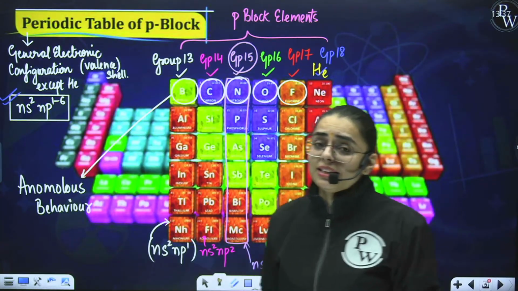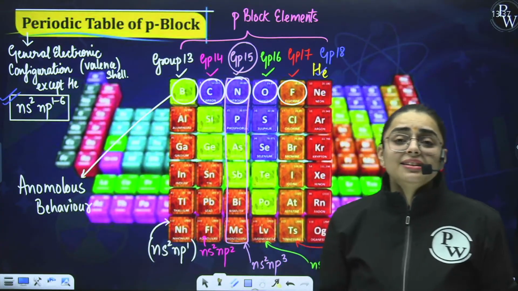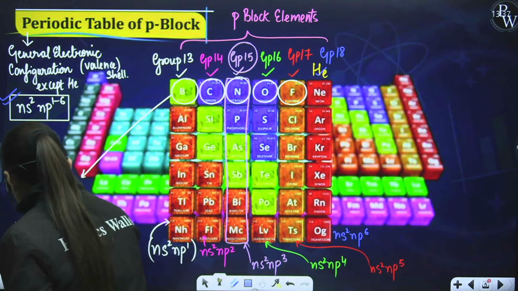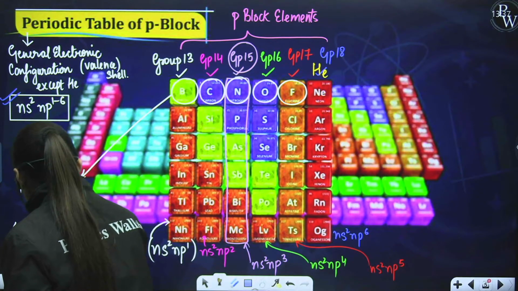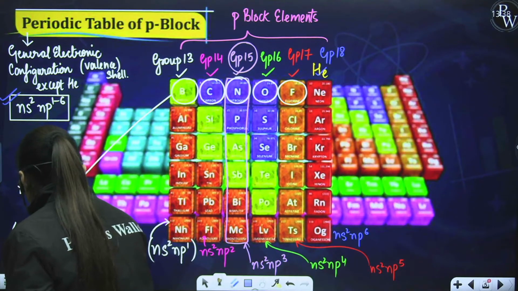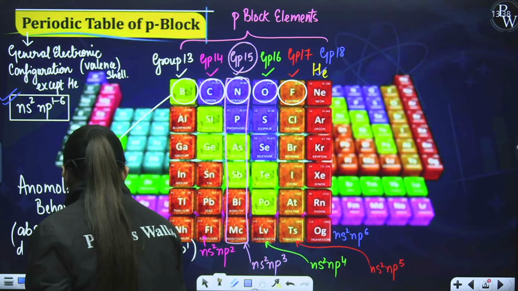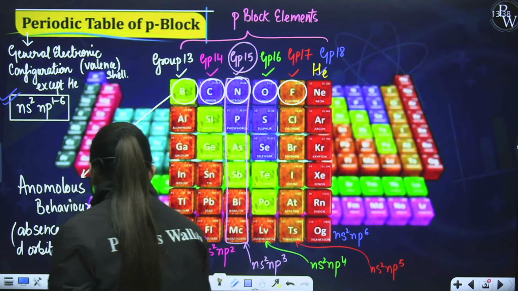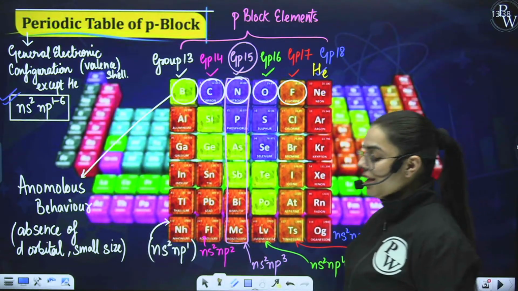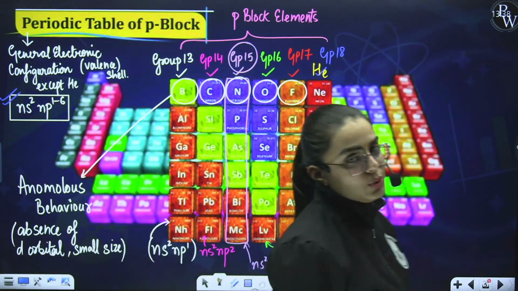So the major reason is that these initial elements, which are of group 13, 14, 15, 16 and 17, don't have any d orbital. So there is an absence of d orbital over here. The initial point is that they show anomalous or different behavior due to the absence of d orbital. Moreover, due to the small size of these elements. These elements have small size and there is no d orbital present, so they show a different kind of behavior with respect to the other members. Is it clear to you?